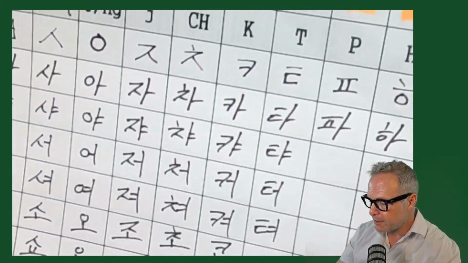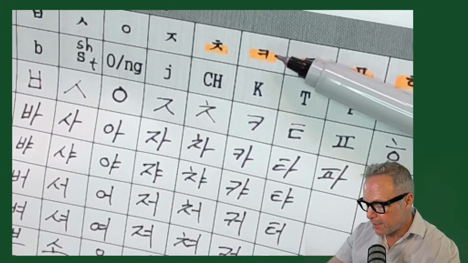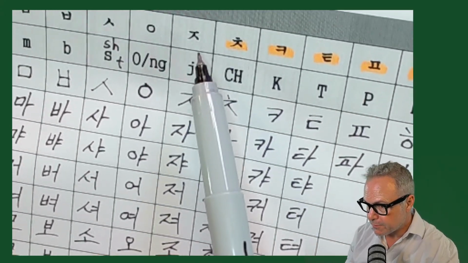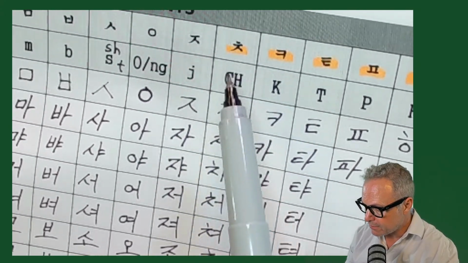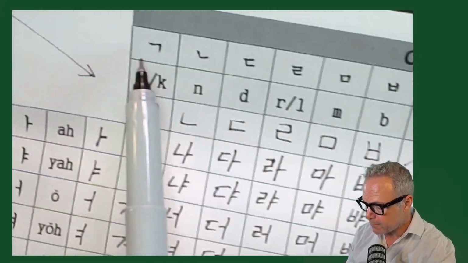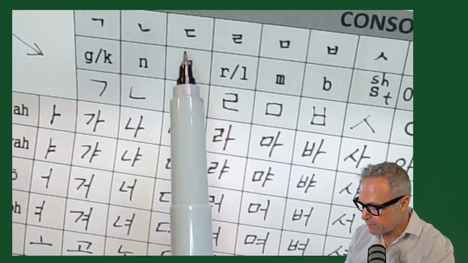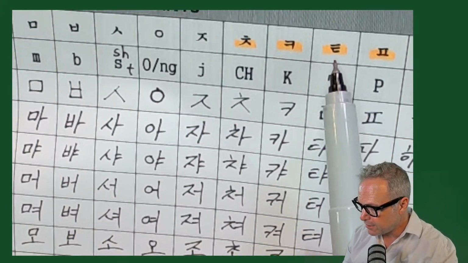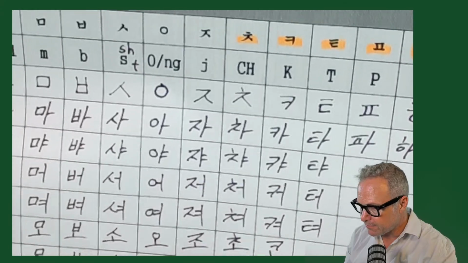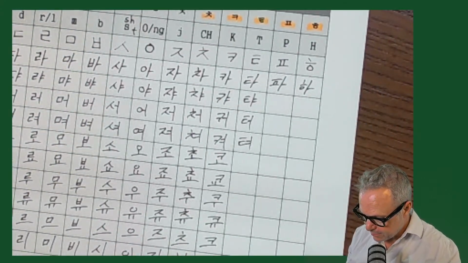Hopefully what you're picking up on is that these all have something added. From chit to chit, we add the little tick mark at the top. From kiok to kiok, we add the extra line there. From tikut to tikut, we add an extra line on top. So it's that addition that tips us off.